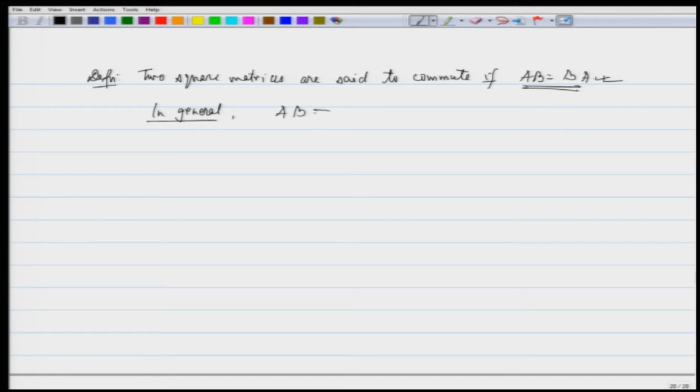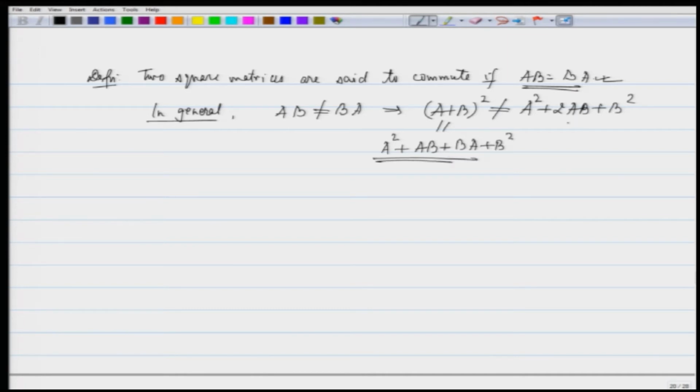AB is not equal to BA, and this implies that I cannot talk of (A plus B) square as A square plus 2AB plus B square, even though it is equal to A square plus AB plus BA plus B square. This part is fine, but that is not allowed. What we learnt in school algebra was that (A plus B) whole square is A square plus 2AB plus B square. That is not true in general now.